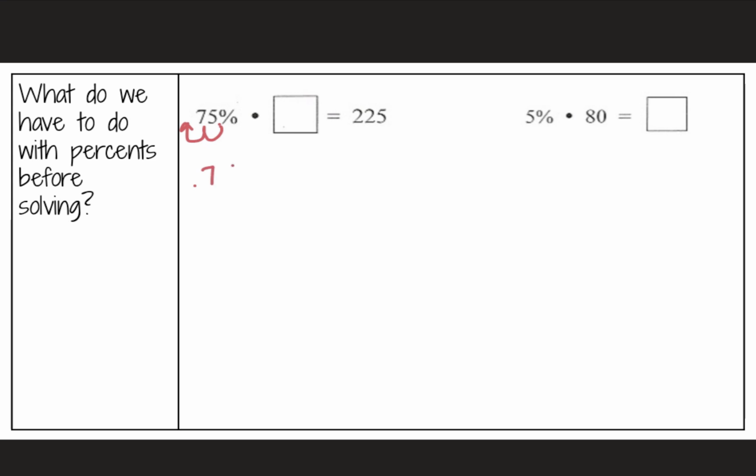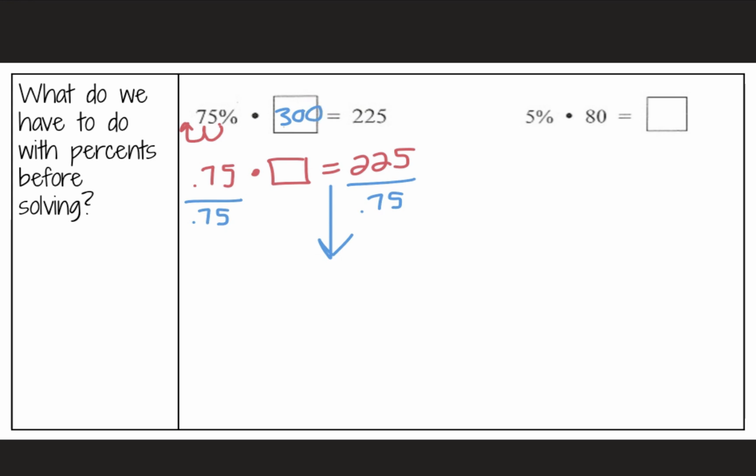So 0.75 times something equals 225. We know that multiplying, if we're missing a part, we can use division to help us solve for that unknown. So what are we going to divide both sides by? 0.75. Divide by 0.75, 75/100ths, 3/4. So on your calculator, go 225 divided by 75/100ths, 0.75. What do you get? 300. Now let's check that. Take 300 and multiply it by 0.75. Do you get 225? Yes.